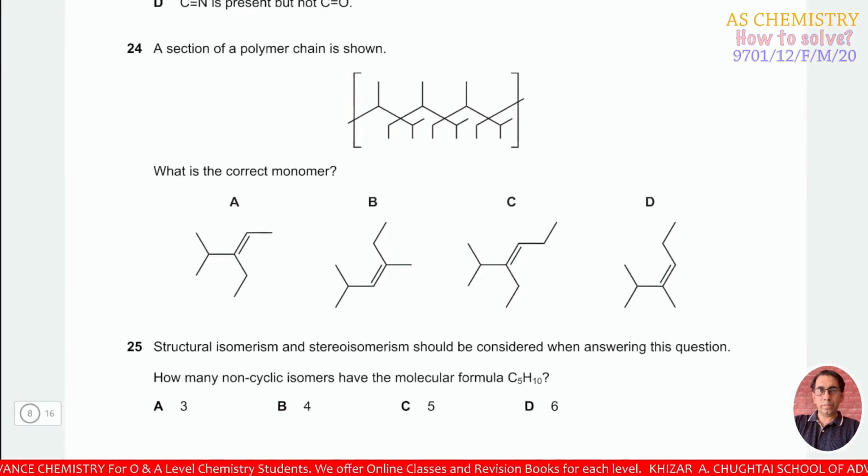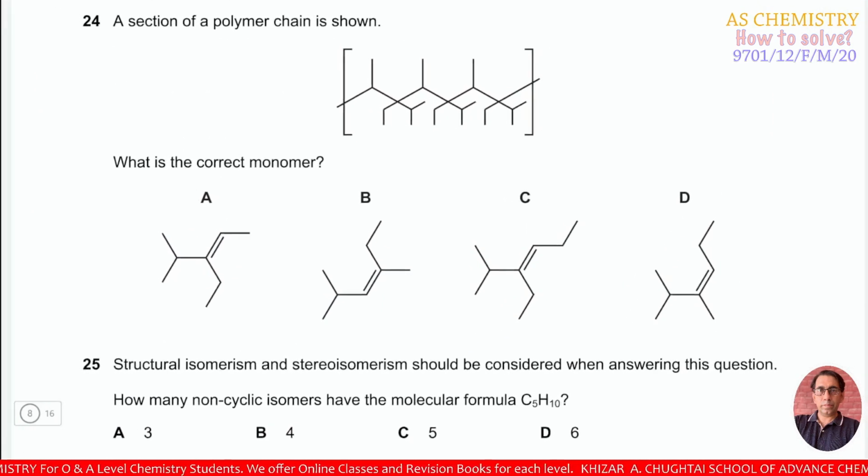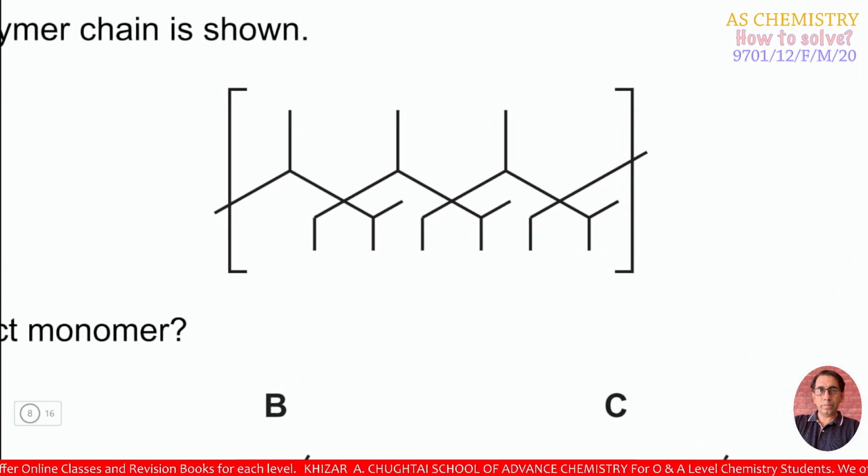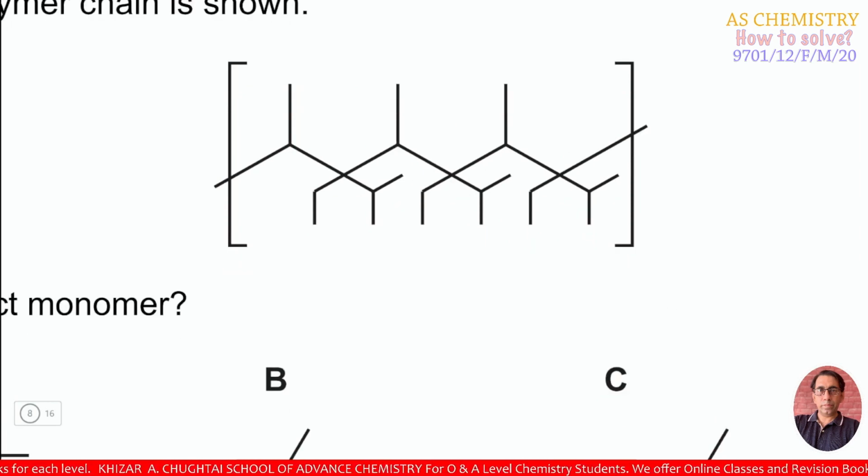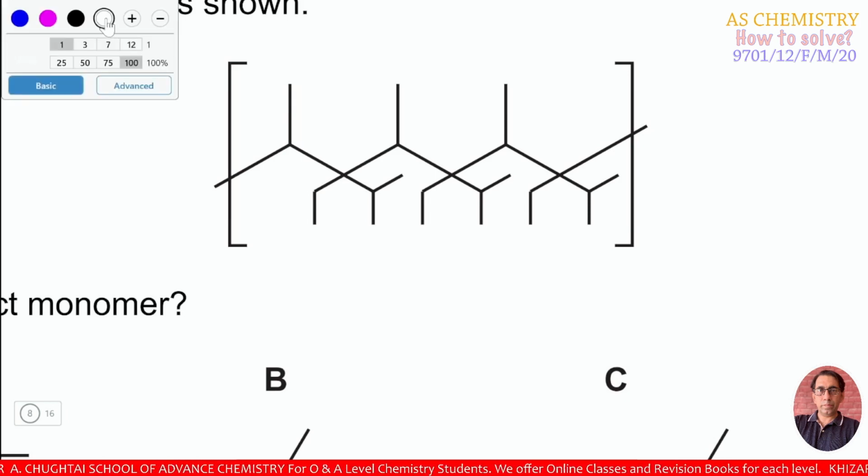Question number, the next one, 24. A section of the polymer chain is shown. What is its correct monomer? Let's see how to draw its monomer. I'm going to draw its monomer. Give me 1 minute.